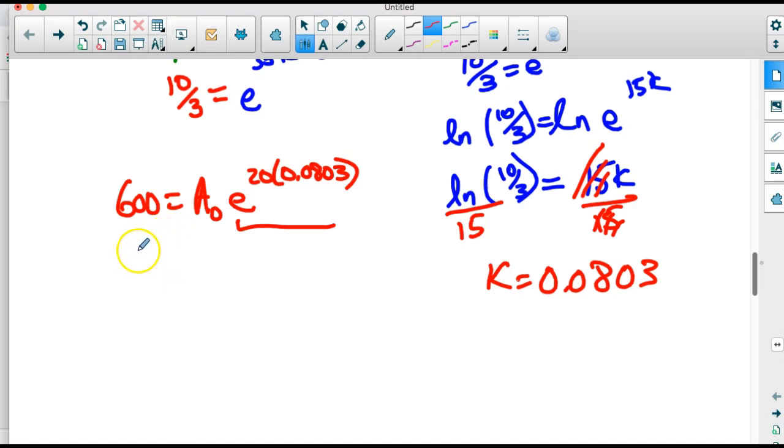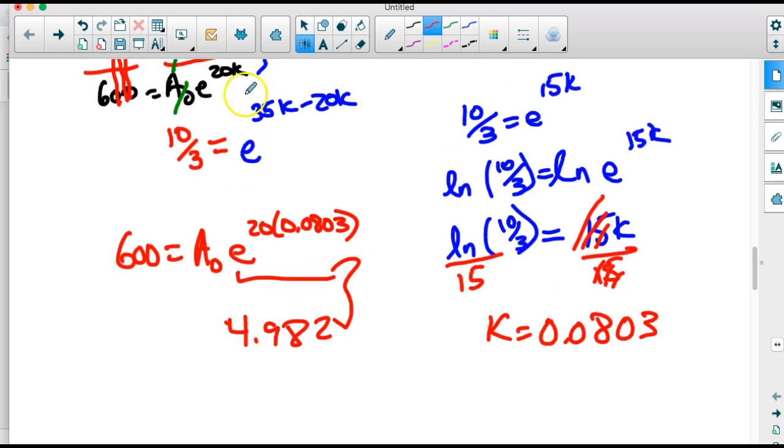So that value is 4.9828, if we're going to 4 decimal places. That went a little off the rack.